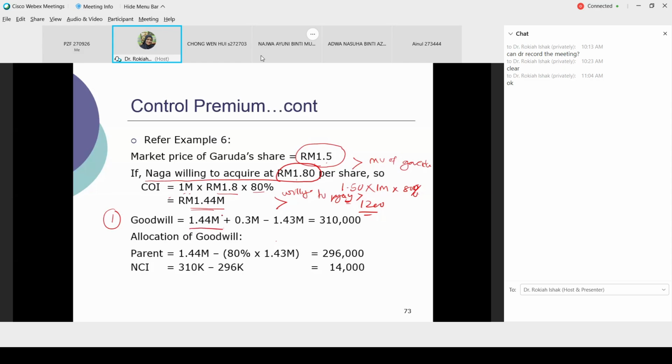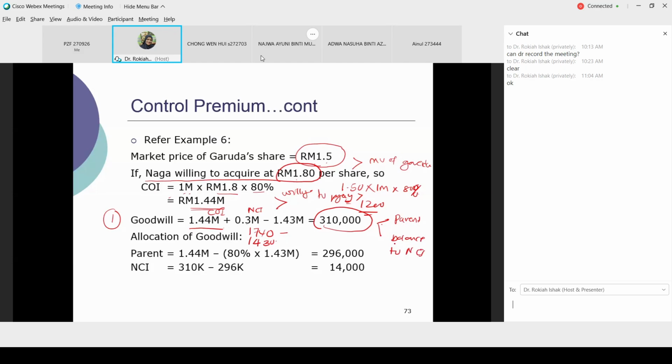The amount of goodwill here is the purchase price, which is the COI plus the NCI. NCI remains at 0.3, or 300,000 here. So the amount that you paid here is equal to 174, and then the net identifiable asset is only 1430. So the amount that you have here is 310. This is the goodwill. To allocate the goodwill here, the first thing you need to do is allocate to the parent, and then the balance is going to be allocated to NCI.